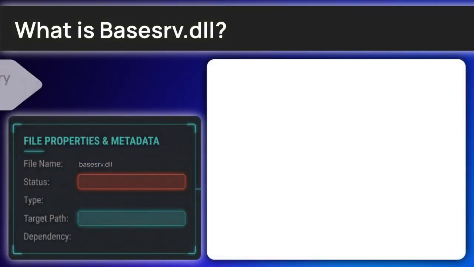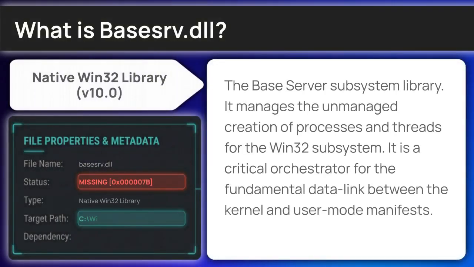This is the Basesrv library, the Base Server subsystem library. It manages the unmanaged creation of processes and threads for the Win32 subsystem. It is a critical orchestrator for the fundamental data link between the kernel and user mode manifests.